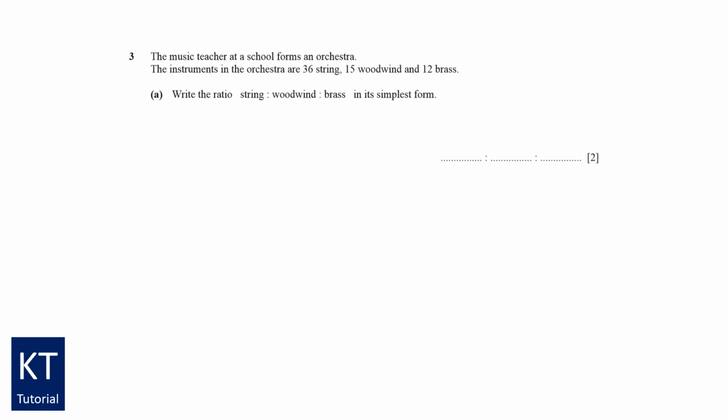Question 3. The music teacher at a school forms an orchestra. The instruments in the orchestra are 36 string, 15 woodwind, and 12 brass. Write the ratio string, woodwind, brass in its simplest form. In the first instance, you should have a ratio of 36 to 15 to 12. And by dividing each with its highest common factor, you should arrive at a ratio of 12 to 5 to 4.